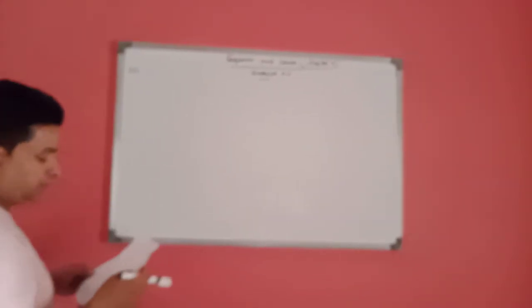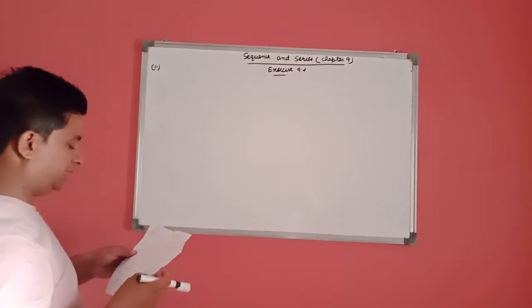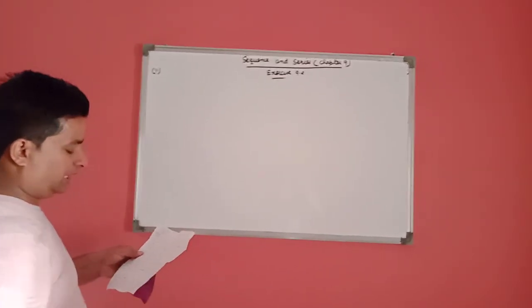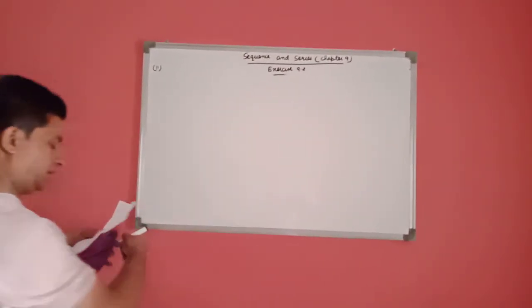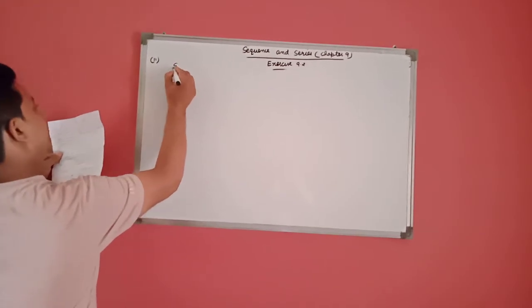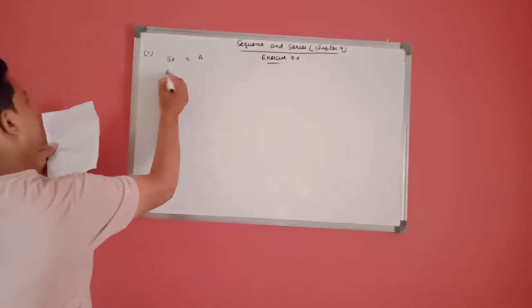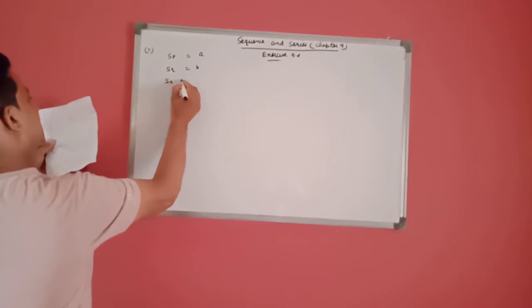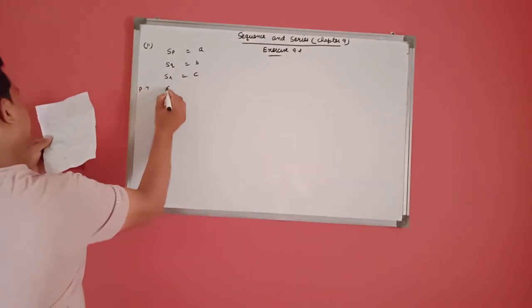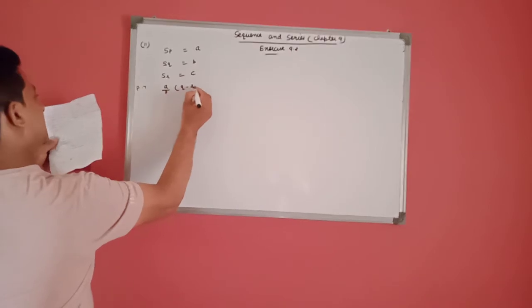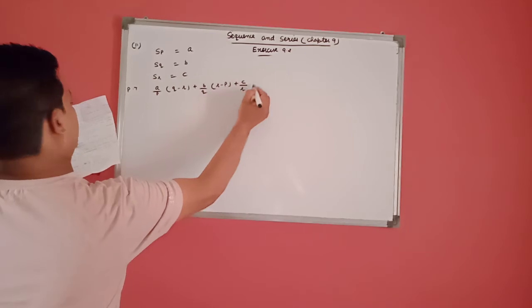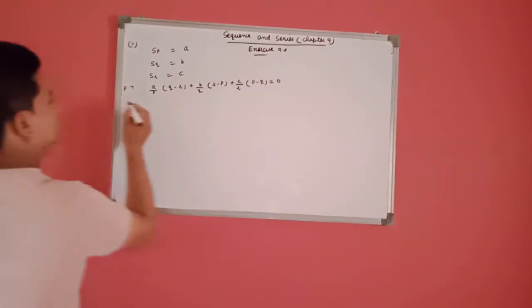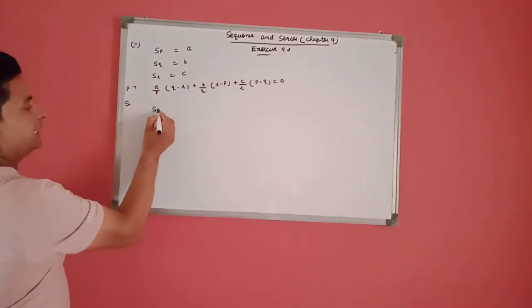In question number 11, the sums of the p, q and r terms of an AP are a, b and c respectively. Prove that a upon p into (q minus r) plus b upon q into (r minus p) plus c upon r into (p minus q) equals 0. So we have S_p is equal to a, S_q is equal to b, S_r equal to c, and we prove that this expression equals 0. So in this question, first we find S_p.